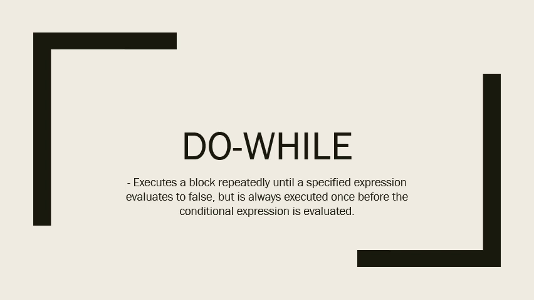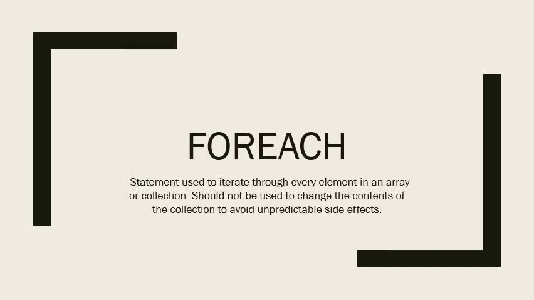Do while, executes a block repeatedly until a specified expression evaluates to false, but is always executed once before the conditional expression is evaluated. Foreach statement, used to iterate through every element in an array or collection; should not be used to change the contents of the collection to avoid unpredictable side effects.